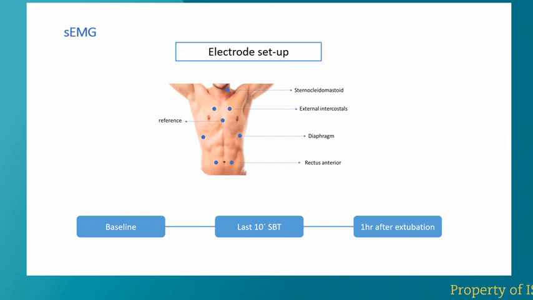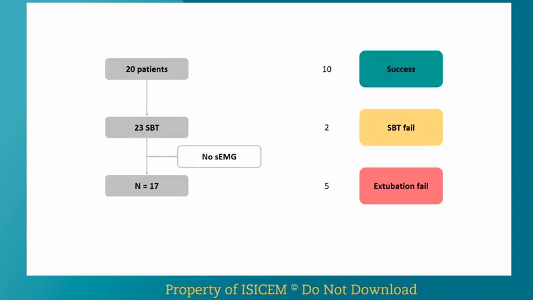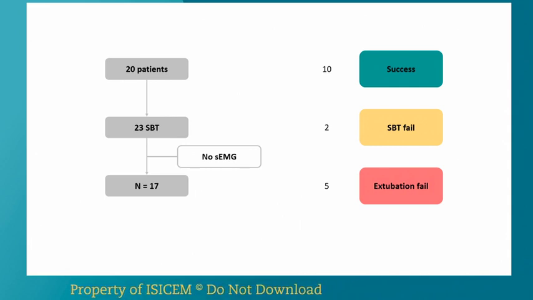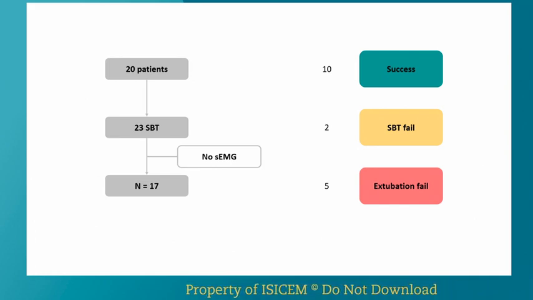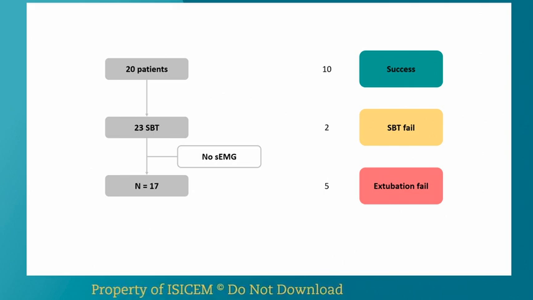And then we moved to the next step, which was SBT. Unfortunately, I cannot show you the results because we are in the inclusion period. We have included 17 patients, 10 of them succeeded the SBT, 2 of them failed during the SBT trial, and 5 of them required reintubation after extubation. So we did not detect any clinical variable to not extubate them, but even so, they developed some kind of problem after extubation that made us reintubate them. I hope that I will be able to present data very soon.